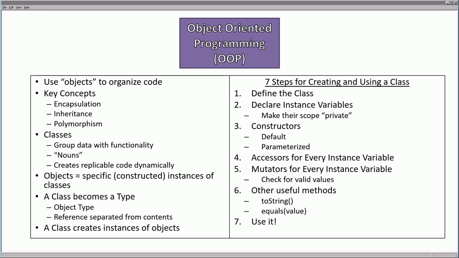A class groups together data with the functionality. And you can think about classes in this way. They are used to create nouns. They are the ones that create the instances that we call objects. So once again, classes create these nouns, grouping together information about the object along with the functionality.